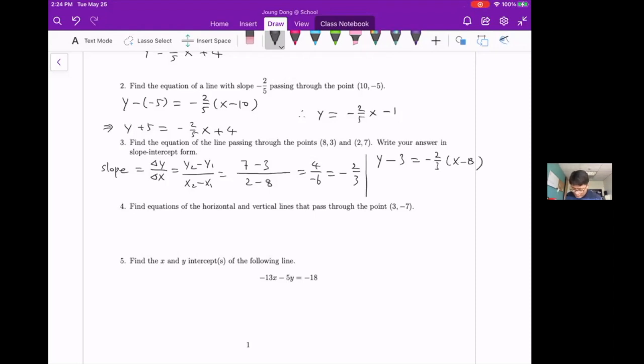Then when you solve for slope-intercept form, y minus 3 is negative 2/3 x plus 16 over 3. Then your y is negative 2/3 x, and I just add 3 on both sides, then it is 25 over 3.